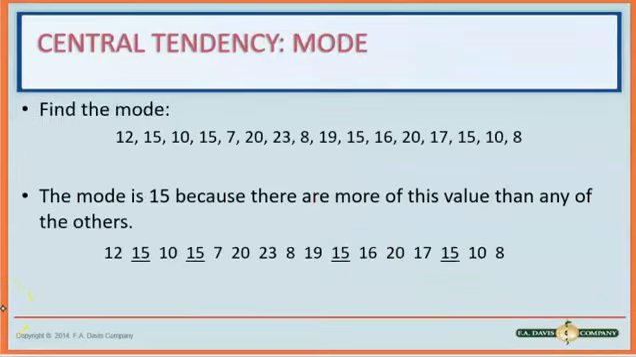The next concept we need to be aware of is mode. Mode is the number that shows up most often in a set of data points. So we're given a set of 16 data points here, and we're looking for the number that shows up most often. So let's highlight some of the data points. It looks like 15 is showing up pretty often, so let's highlight all the 15s in green.